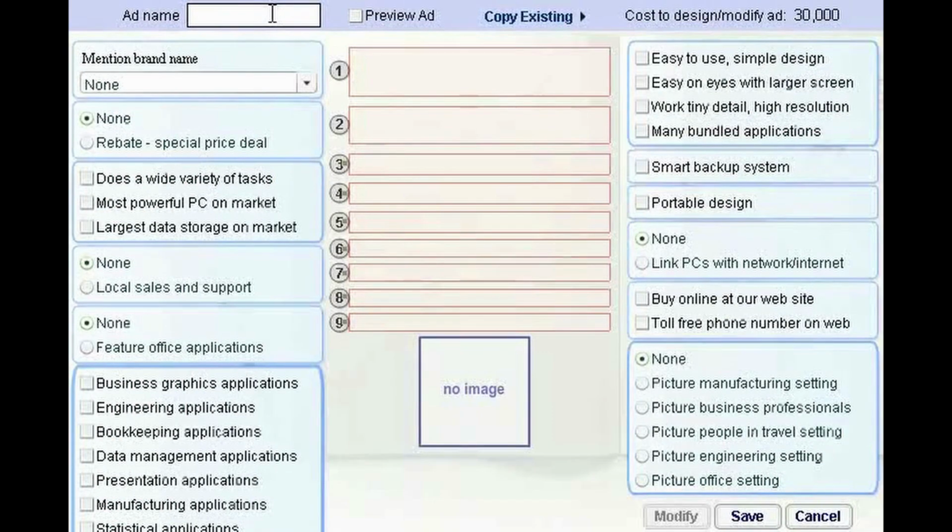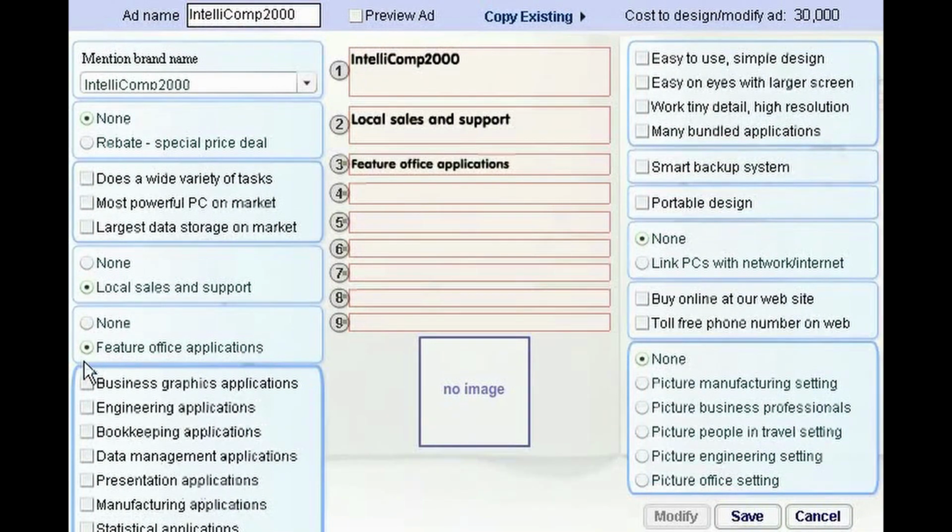You will be able to design several ads and link them with specific brands or use them to advertise for the company as a whole. The ad design process will include naming the ad and selecting which benefits will be mentioned.